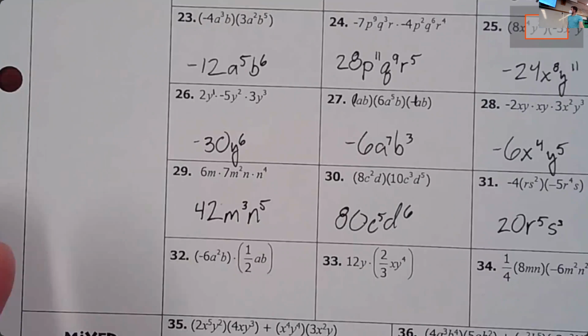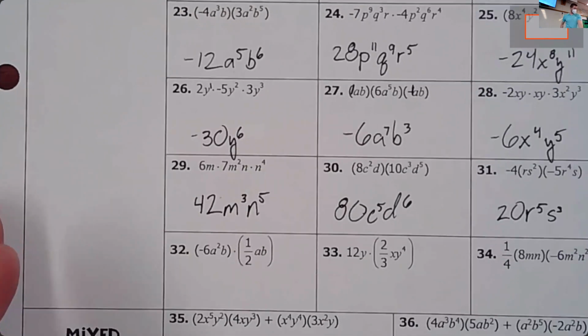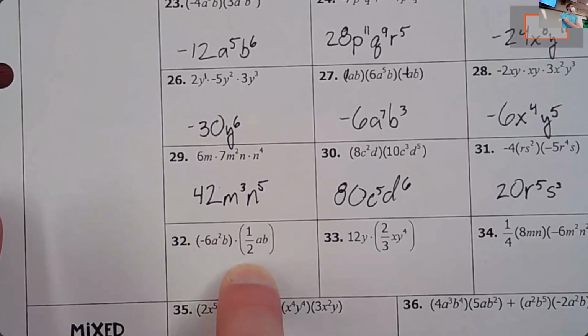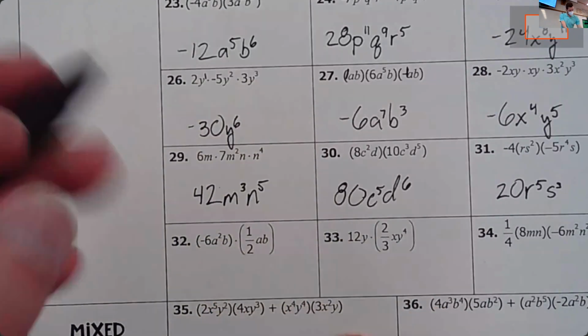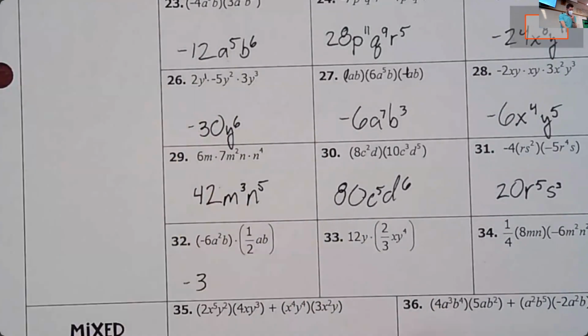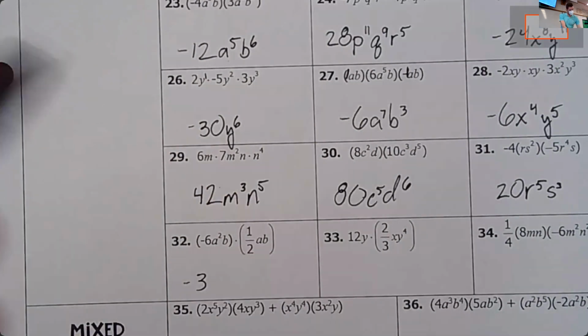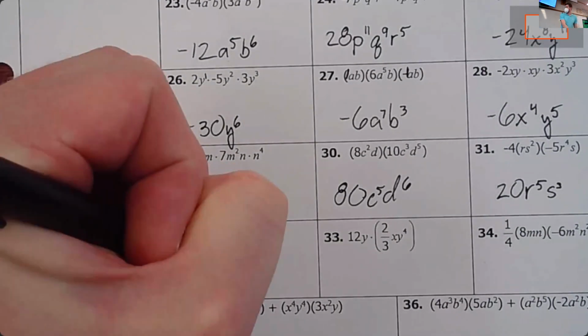-6a squared b times 1/2 ab. So our regular coefficient values here, -6 times 1/2. What's that going to equal? -3, yeah. Half of -6 would be -3. And then a to the 2nd times a would be a to the 3rd. And then b times b is b to the 2nd, or b squared.